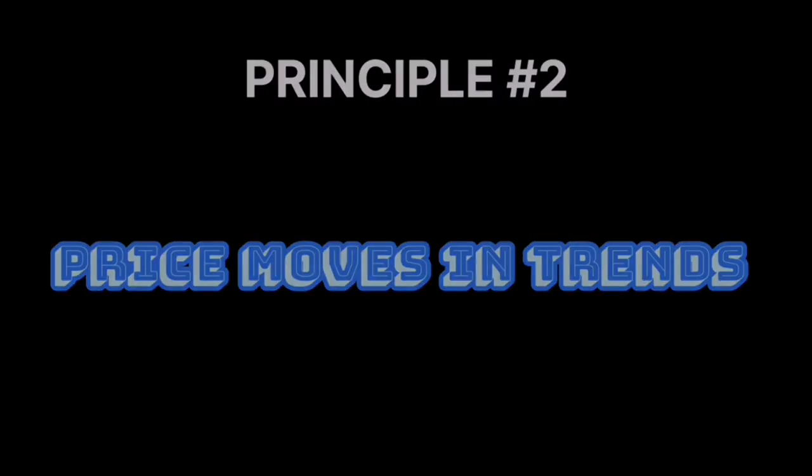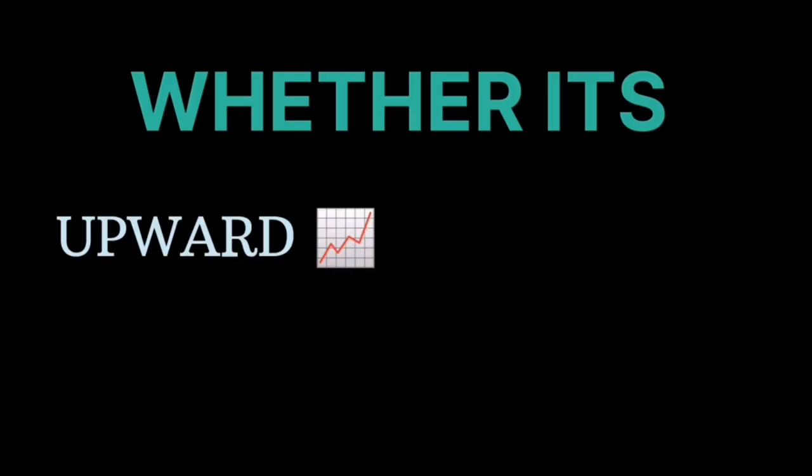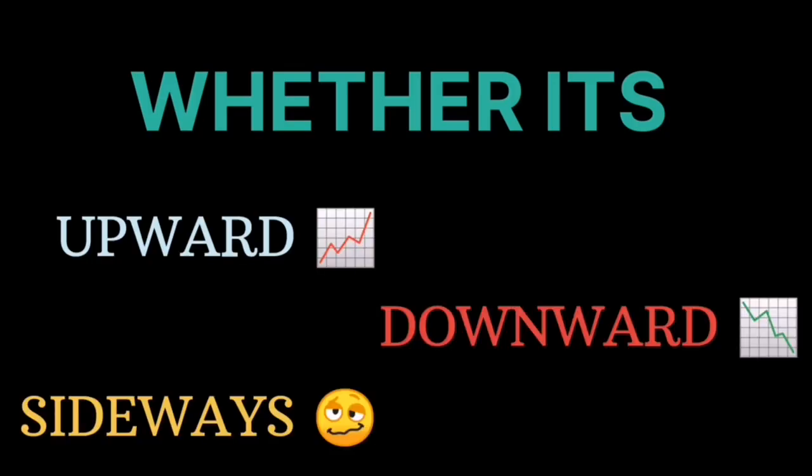Principle 2 is that price moves in trends. The second principle is that price moves in trends. What this means is that once a trend is established, whether it's upward, downward, or sideways, it is likely to continue for some time. In other words, the current price movement is more likely to continue than to reverse.